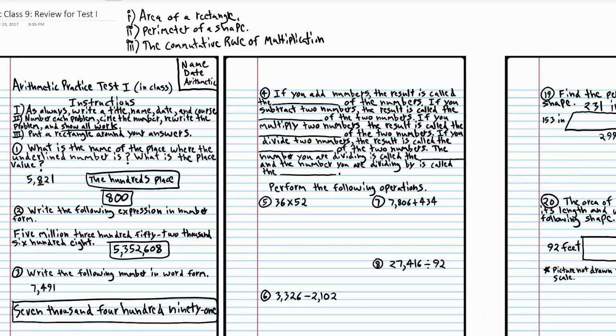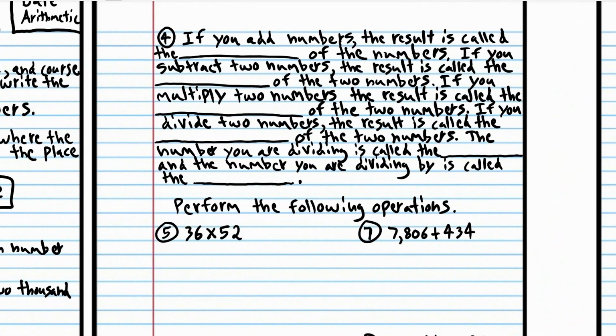All right, number 4. This is fill in the blanks. If you add numbers, the result is called the sum. Remember we learned that? It's called the sum of the numbers. If you subtract two numbers, the result is called the... What do you think that would be? It would be the difference of the two numbers. If you multiply two numbers, the result is called the product of the two numbers.